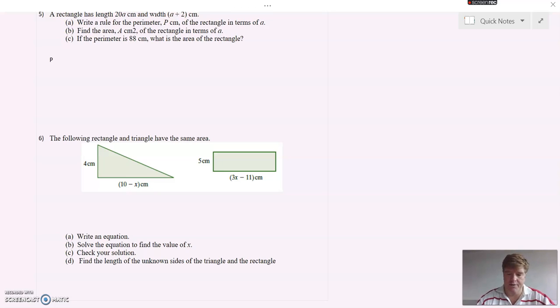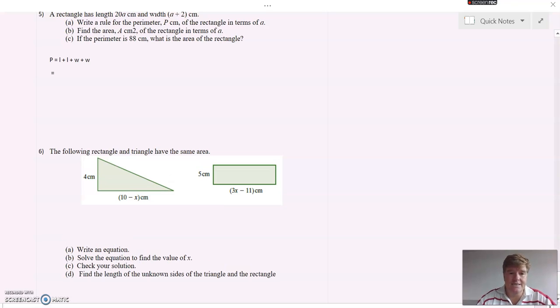So perimeter is going to equal, there's various ways you can write the perimeter rule. Probably the simplest is to say it's length plus length plus width plus width. We just add together the four sides. In this case, the length is 20a plus 20a, and the width is (a plus 2) plus (a plus 2). Really the brackets aren't doing anything there, I just want to keep that as one term.